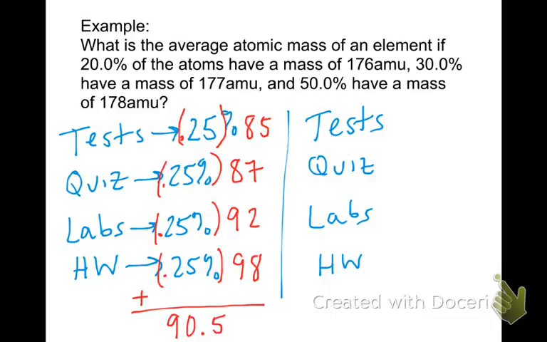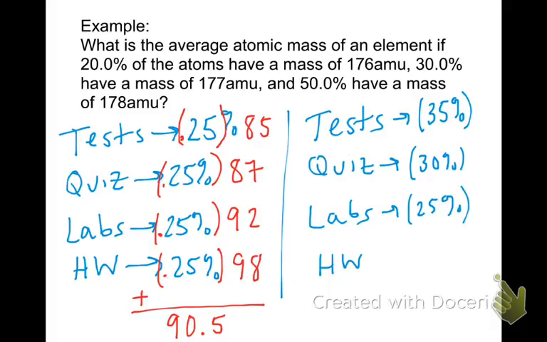Not too shabby. But actually, how your grade is calculated in this class is not that everything is even, but rather your tests are actually worth 35%. If I can write 35 as opposed to just 3, because I think a lot of you would like it if it was just 3%. 35%. Your quizzes are worth 30%. Your labs are worth 25%. And your homework is only worth 10%.